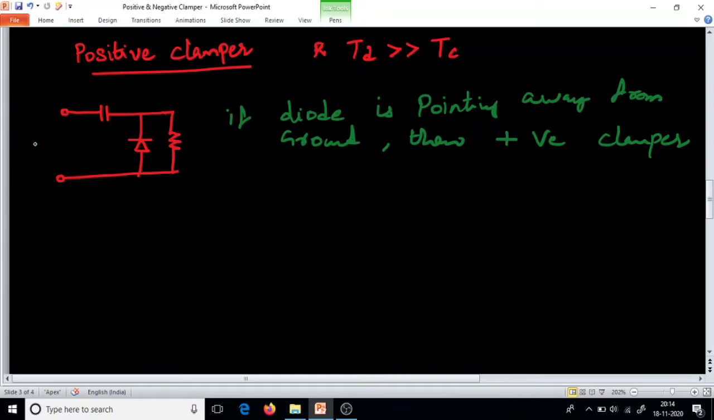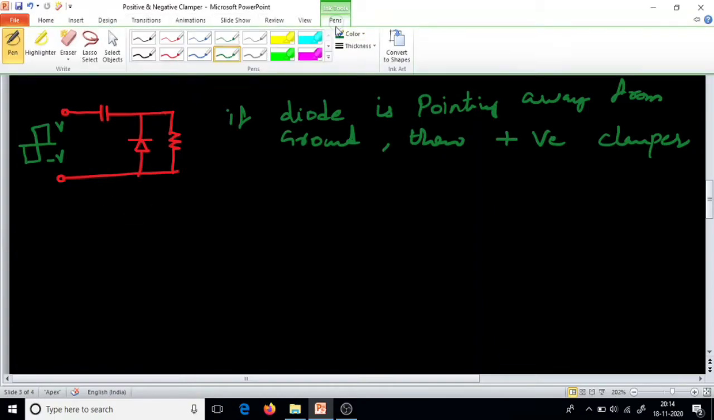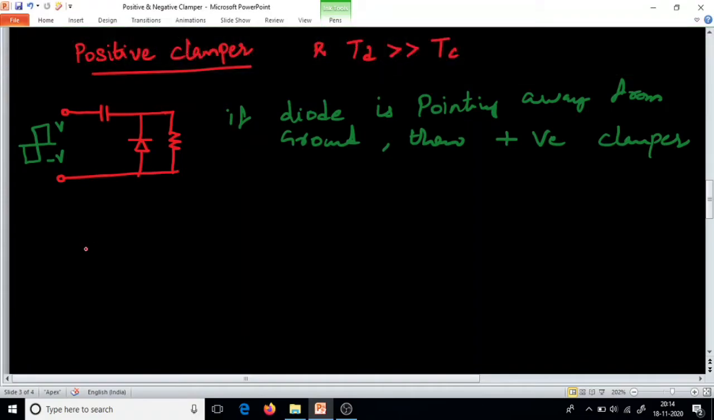So this is a clamper circuit, and we will assume that our input signal is a square wave. We can take a sine wave also. This is minus V and this is V. Now what happens when the input is negative? We will redraw the circuit. When the input is negative, this diode conducts, so we can replace it by a short circuit.